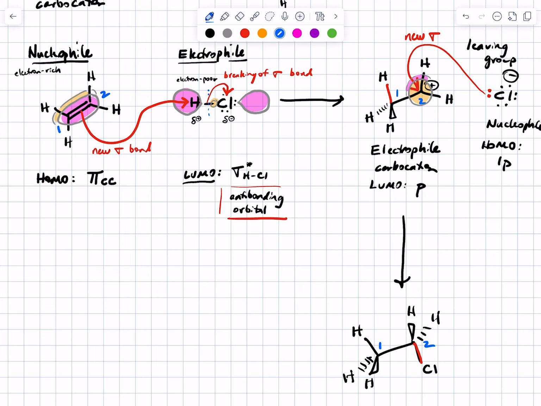Now, how did you know that you didn't have to do anything other than form that sigma bond? We knew that because the LUMO is not an antibonding orbital. Okay? So HOMO attacks LUMO can actually lead you to predict multiple steps of a reaction.